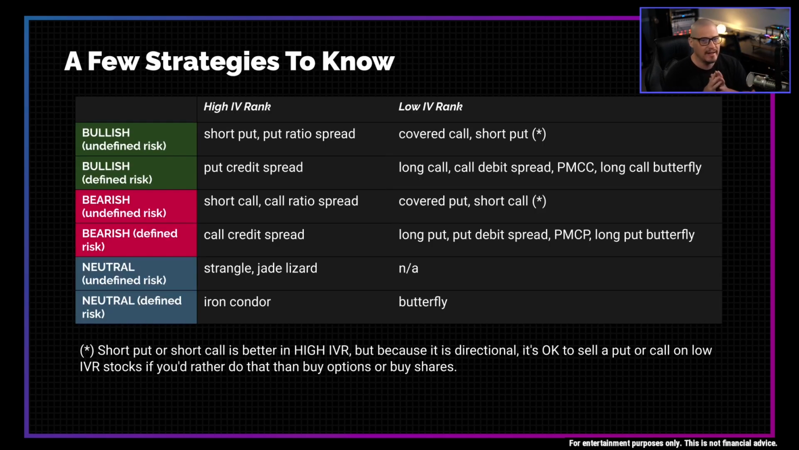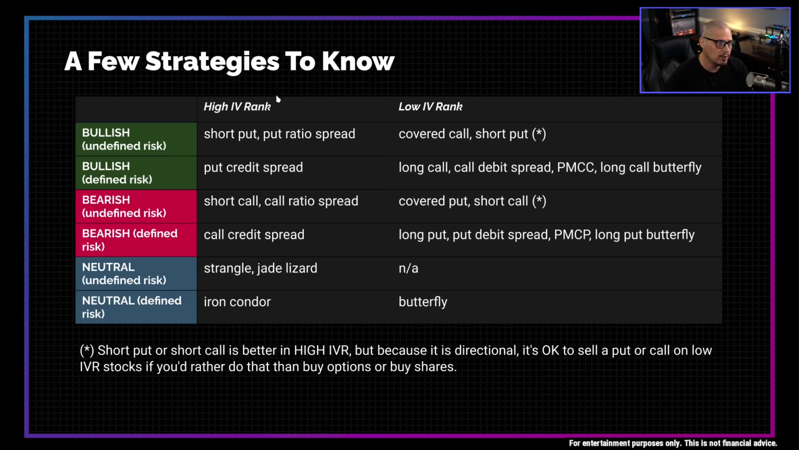So this next slide is a little chart I put together, and obviously there are hundreds of option strategies, and I just put this table together of some of the more common strategies that most of you are familiar with and probably use on a somewhat regular basis. So this is a few strategies to know, and you can see this chart is broken down by bullish strategies that have undefined risk, bullish strategies that have defined risk, bearish strategies that are undefined risk, bearish strategies that are defined risk, neutral strategies that are undefined risk, and neutral strategies that are defined risk.